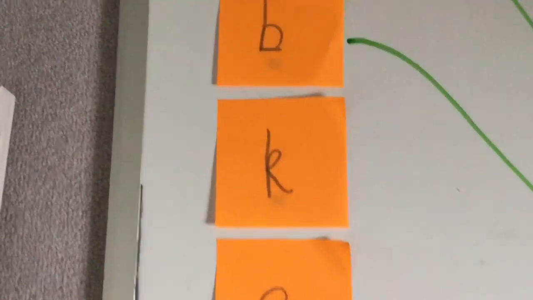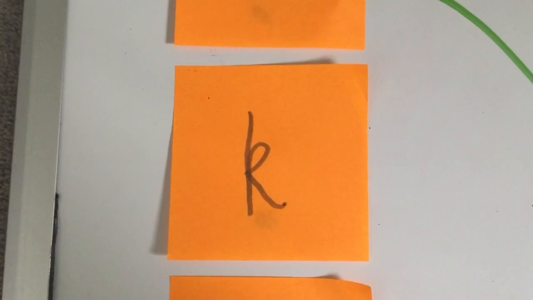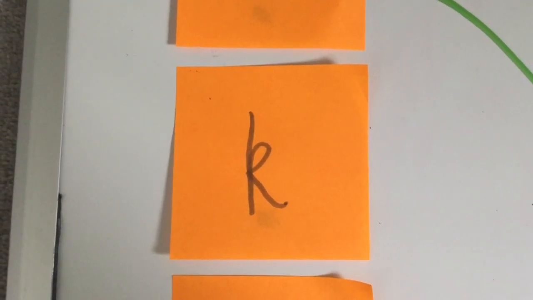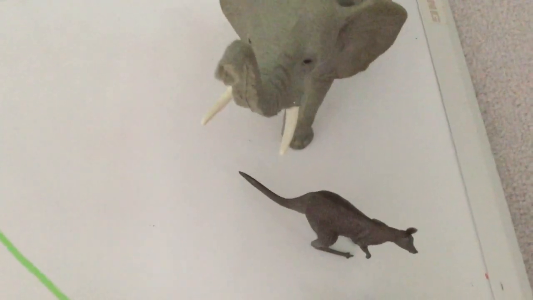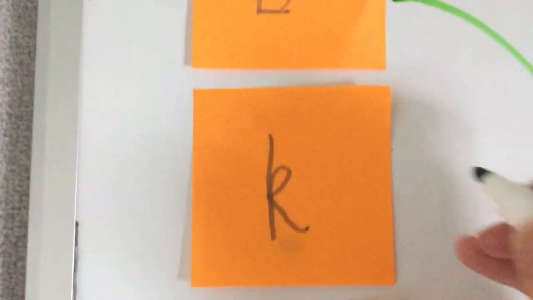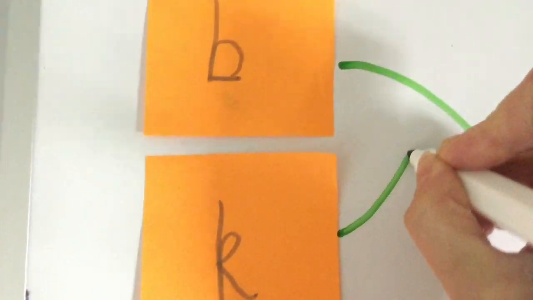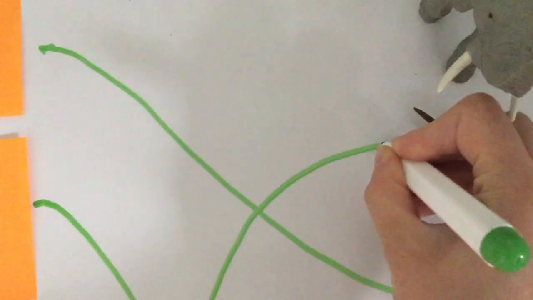Let's have a look. We've got two sounds left, I think, so let's have a look at this one. Brilliant. That's a k. K for, what could it be? K for, well done, it's k for kangaroo. So I've got to draw a line all the way from the k all the way up. There it is, to the kangaroo.